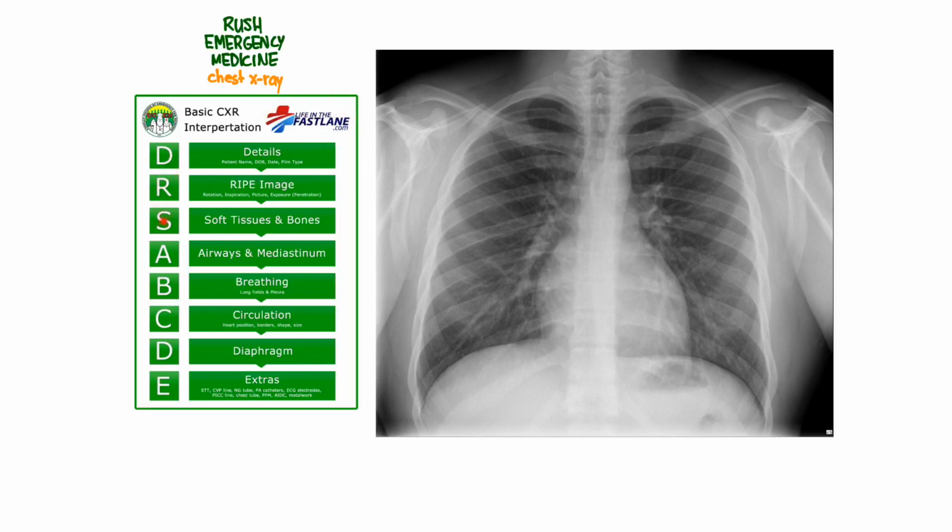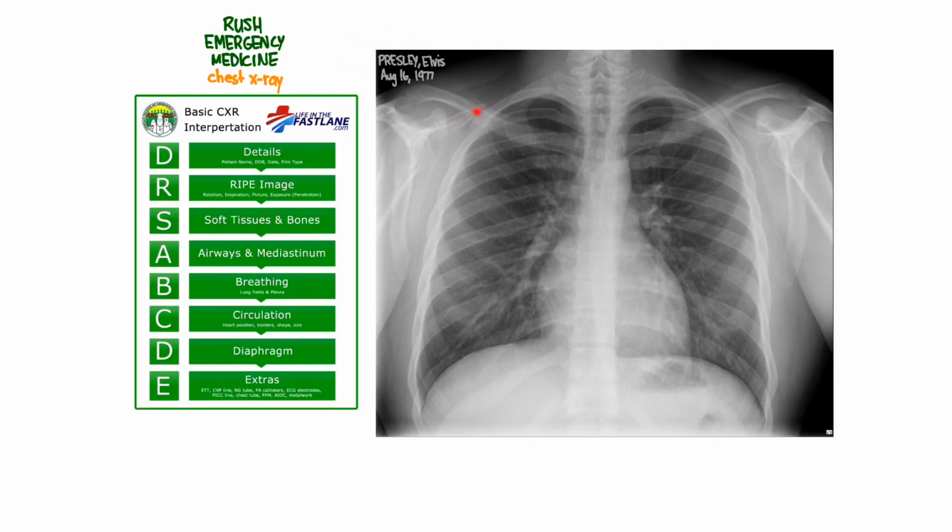And they use something called doctors, DRS ABCDE. So we're going to go through all of these elements here. Details, a RIPE image, meaning like a ripe mango that's perfect. You want to have an x-ray that's perfect. And then soft tissues and bones, airways, breathing, circulation, diaphragm, and extras. So let's go through this.